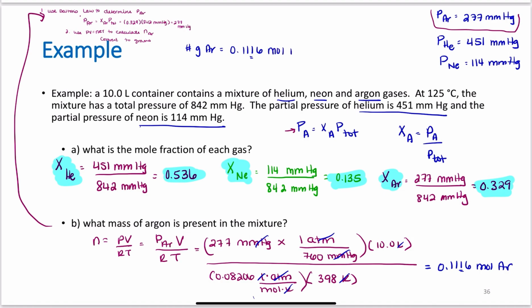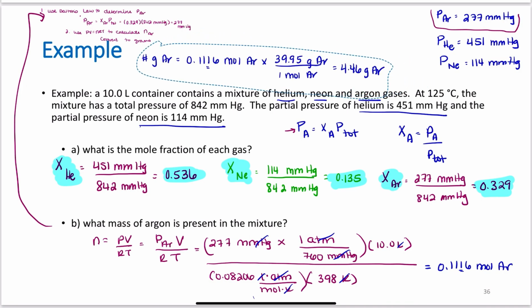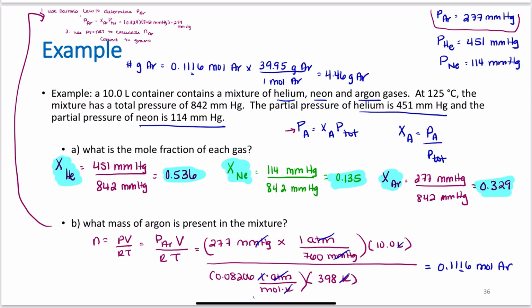0.1116 moles of argon. I look up argon in the periodic table, and I see it has a molar mass, or atomic weight, of 39.95 grams per mole. Which gives me 4.46 grams of argon. So this question, part A, got my mole fractions. Part B, I've got my mass of argon.